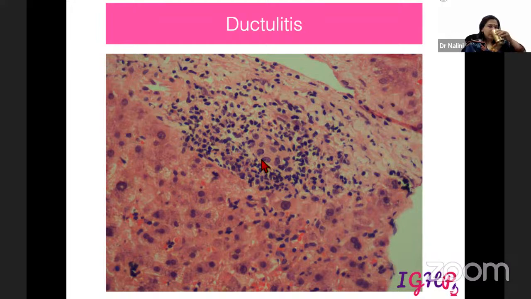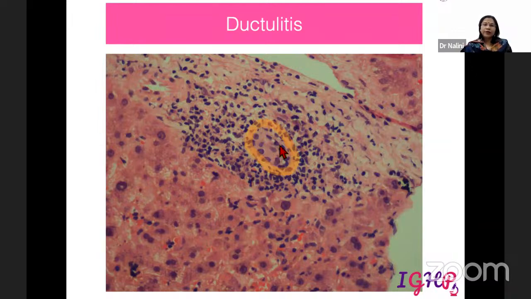So now this portal area, this is one portal area that we are seeing here. And as you all can make out, this is the bile duct, which is evident. So this is your bile duct here. And in this bile duct, we have got the vesicular nuclei, which are the normal ductal epithelial cells. They are vesicular, and when you are in doubt, you can compare them with the adjacent hepatocyte nucleus. So that is how you are going to assess the nature of the bile duct epithelium.